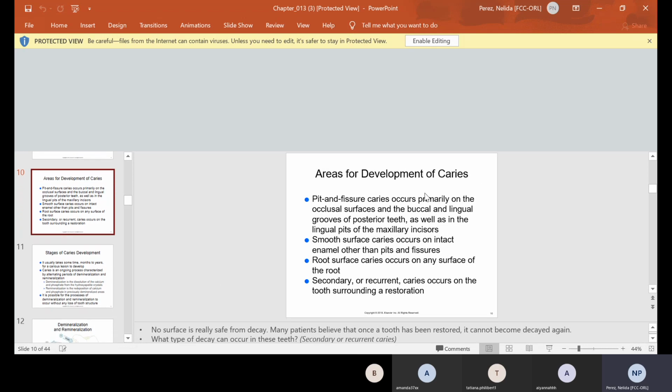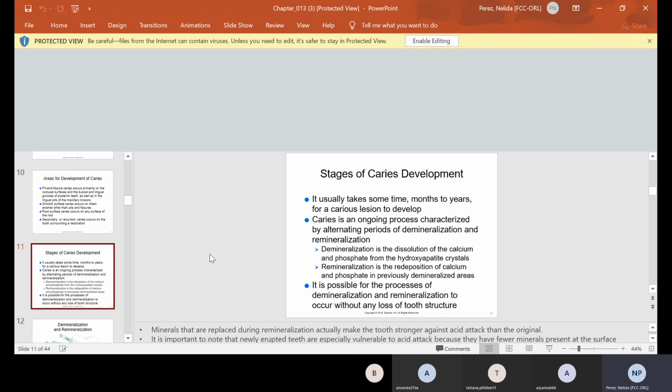So, areas for development of caries. Pit and fissure caries occurs primarily on the occlusal surfaces and the buccal and lingual grooves of posterior teeth, as well as in the lingual pits of the maxillary incisors. Smooth surface caries occurs on intact enamel other than pits and fissures. Root surface caries occurs on any surface of the root. And secondary or recurrent caries occurs on the tooth surrounding a restoration.